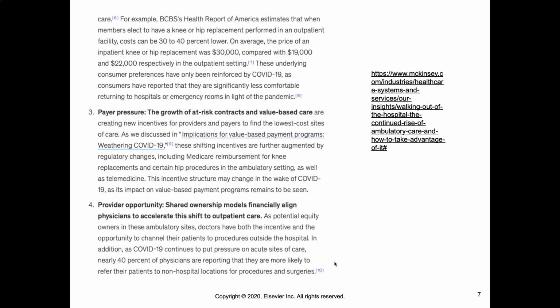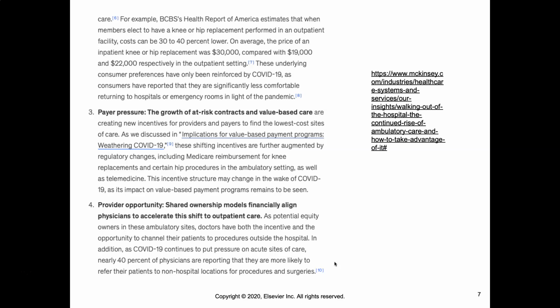It's sort of like what we've seen with COVID and telemedicine, how telemedicine has just exponentially grown because of COVID and will likely continue to be utilized because of convenience and less cost and all of those other things that go with it. And then there's provider opportunity with ASCs. A lot of times there's shared ownership. And so that allows physicians who are equity owners in ASCs to have a financial benefit from it.